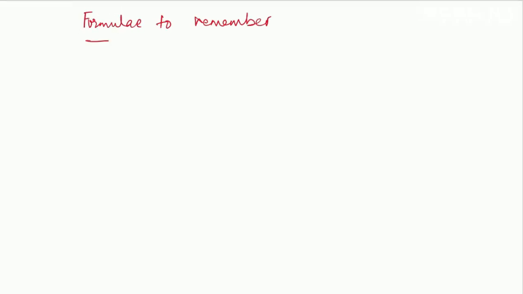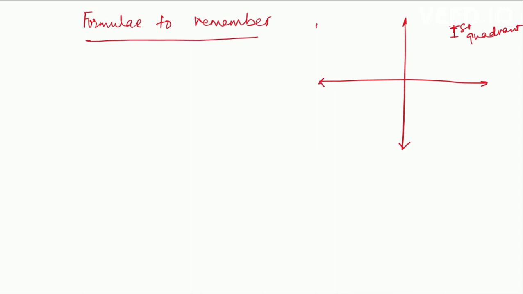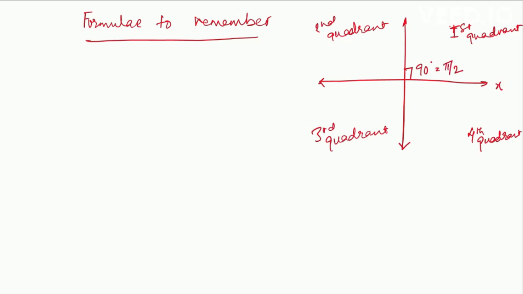Most common exercise homework, you need to clear some of the concepts and remember some of the formulas. So I have drawn the x-axis, y-axis graph in which you can see the first quadrant, second quadrant, third, and the fourth quadrant. You can see there is a 90-degree angle which can be written as pi by 2, x, negative x, y, negative y.